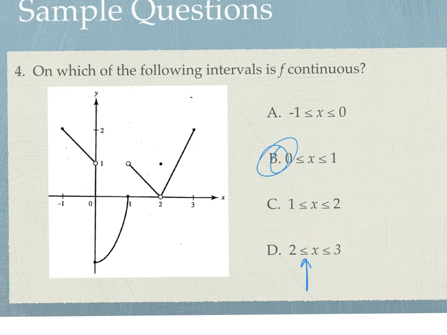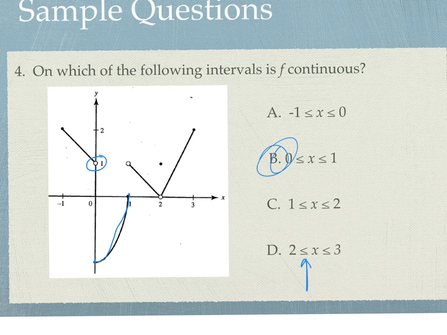So if I look from -1 to 0, the endpoint here is not continuous. I would have to jump down to be here, down at the bottom. But on this one it is, because it starts there, it goes all the way up here, and it finishes. So that one's continuous. The other ones aren't, because there's a hole at both ends on the 1 to 2, and there's a hole at 2 to 3 as well. Okay, so the only segment here is 0 to 1.